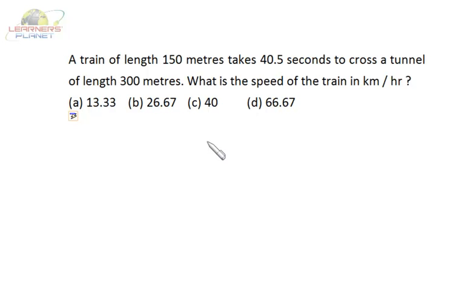That means the speed of the train is 450 meters by 40.5 seconds. So it's this. So 405 and 4500, so 4500 and 45 nines. Okay, so it's 100 by 9 meters per second. Now we have to convert it into kilometer per hour. So we'll be multiplying it by 18 by 5. Okay, so 9 twos and 5, 20. So it is 40 kilometer per hour.